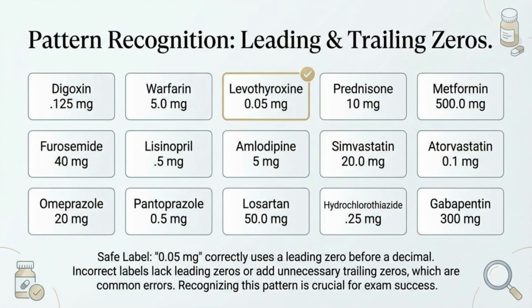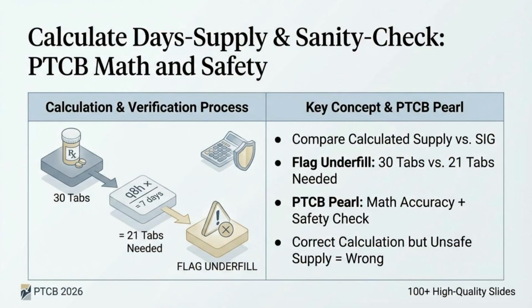Recognizing the pattern of correct leading and trailing zero usage is crucial. The safe label correctly uses a leading zero before a decimal and avoids unnecessary trailing zeros. When calculating a day's supply, always perform a sanity check by comparing the calculated supply versus the SIG. A correct calculation resulting in an unsafe supply, like an underfill, should be flagged as an error.